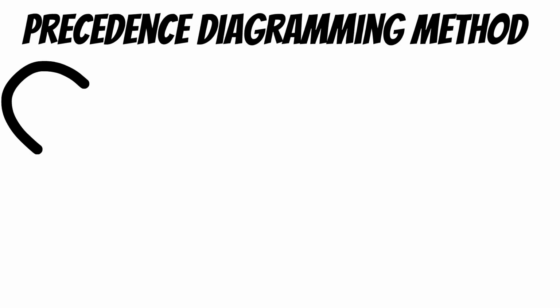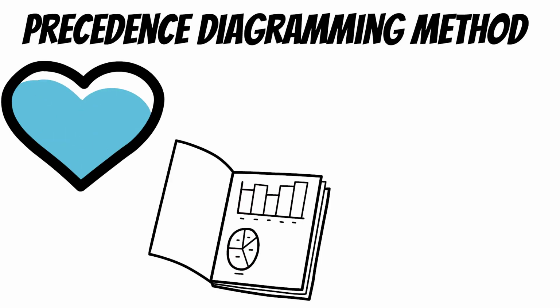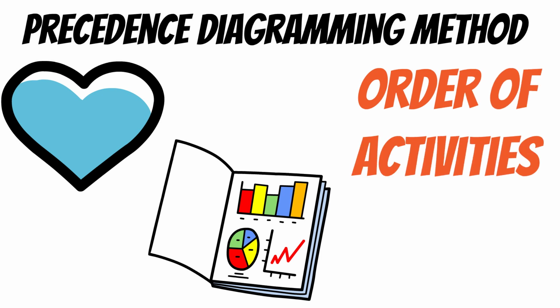Here are the tools and techniques. Precedence diagramming method, the bread and butter of this process. It's a visual representation of the order of activities. It includes 4 types of logical relationships.